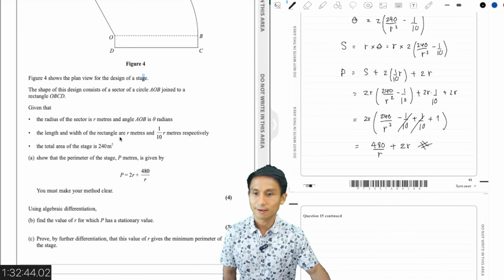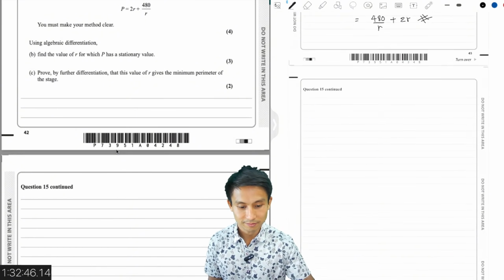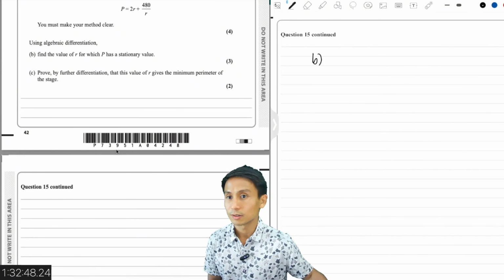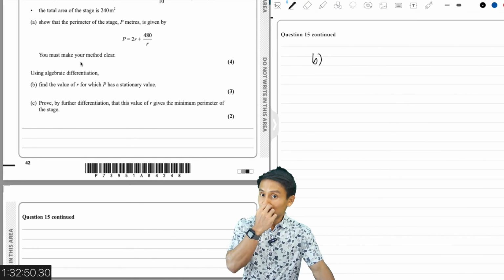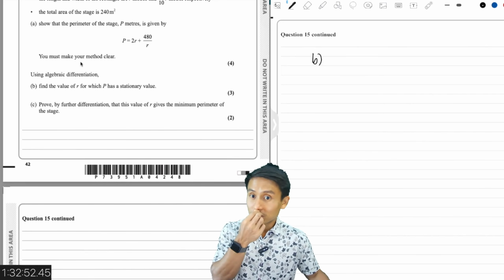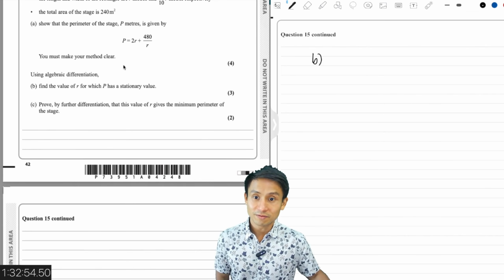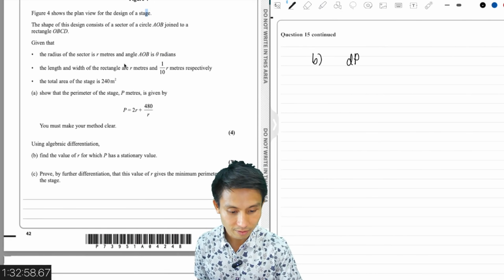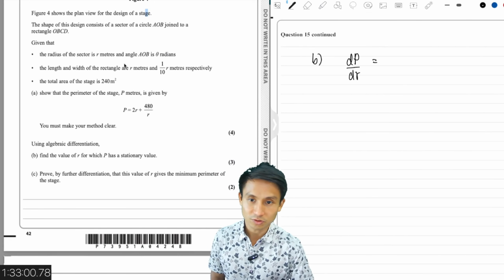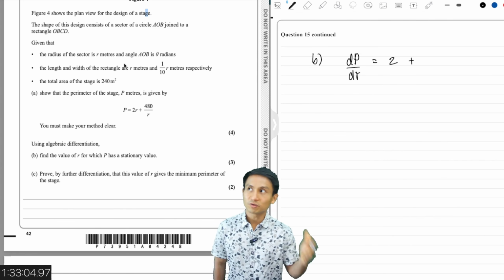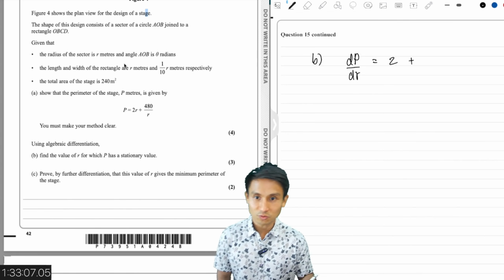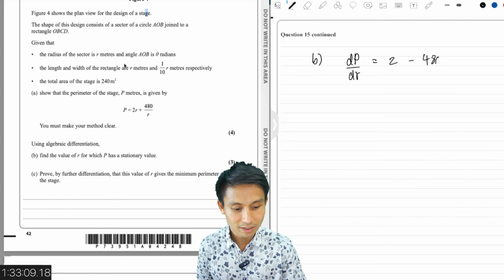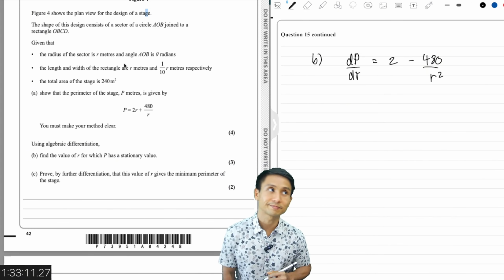All right, and then part B. Using algebraic differentiation, find the value of r for which p has a stationary value. So we just do dp by dr. dp by dr equals, well, 2r becomes 2, and then for 1/r, we differentiate and get minus 1/r squared. So that's going to be minus 480 over r squared.